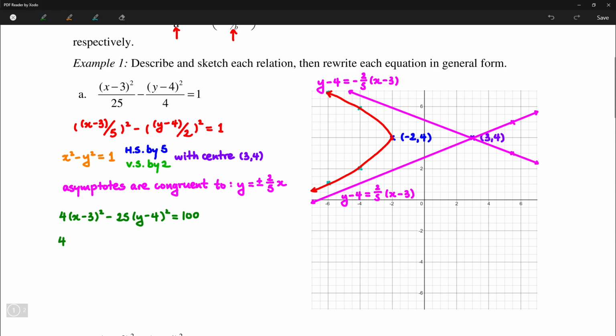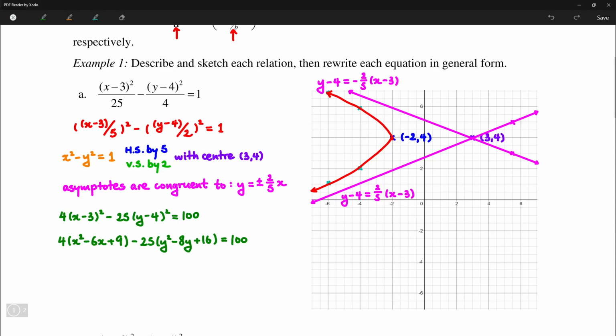Next, we can multiply out each square. So instead of x minus 3 squared, we have x squared minus 6x plus 9. And the second square, we can also multiply that out. We will have y squared minus 8y plus 16. And that, of course, is still equal to 100 on the right-hand side.